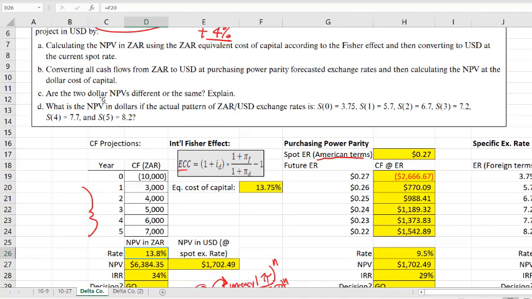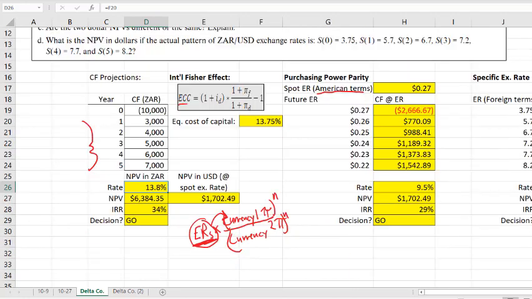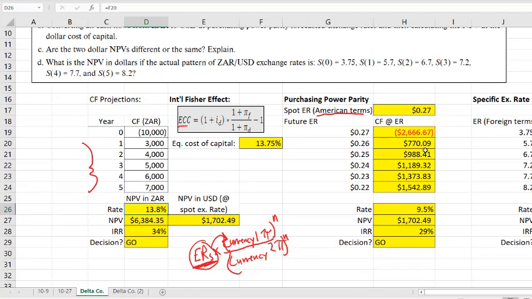So part C says, are the two dollar NPVs different or the same? They're the same. I'm not going to make you explain this in a text box or anything, but just be aware of the fact that the reason they're the same is because we are essentially doing the same math here. We're just using a slightly different transformation method. Here we're doing the transformation of the currency up front. Here we're doing it after the fact, right?